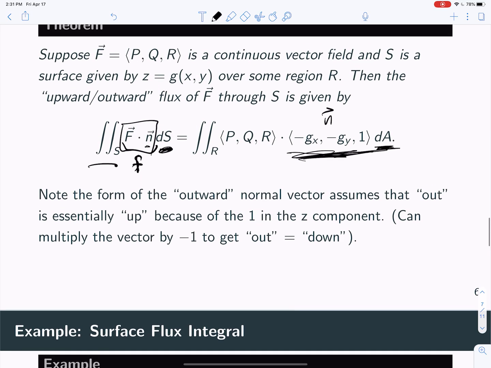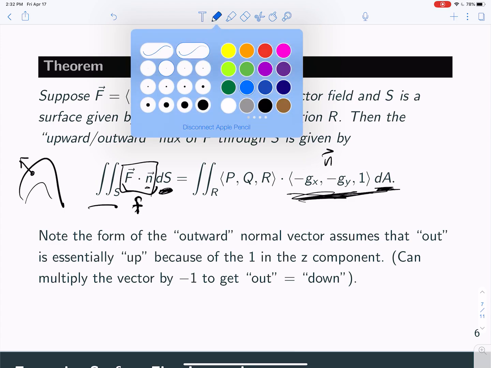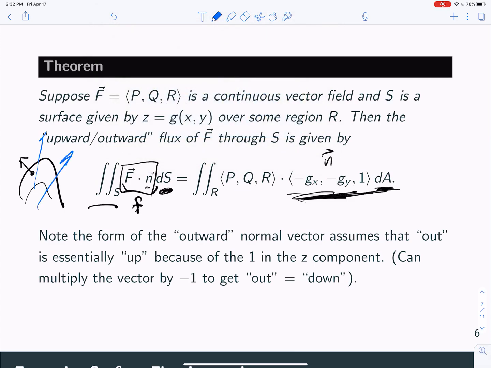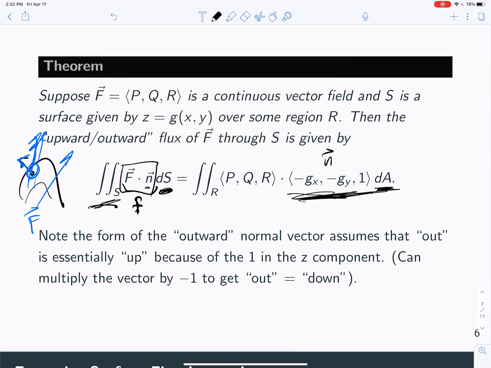Okay, but the key concept here is you've got some surfacey kind of thing. There's your normal vector. There's your vector field, right? Maybe F is, who knows what F's doing. But when you do F dotted with the normal vector, you get a quantity of how much flux is coming out through the surface at that point. And then the integral adds up all those fluxes and gives you the total flux.